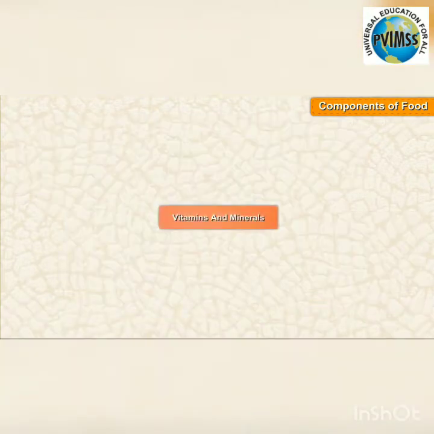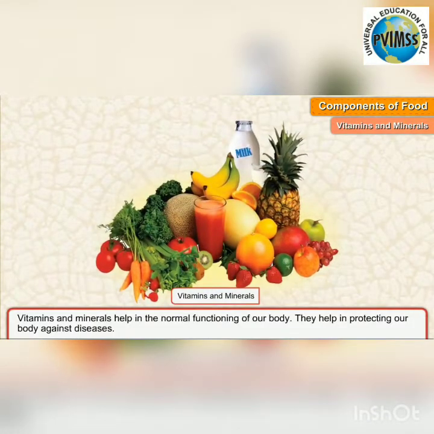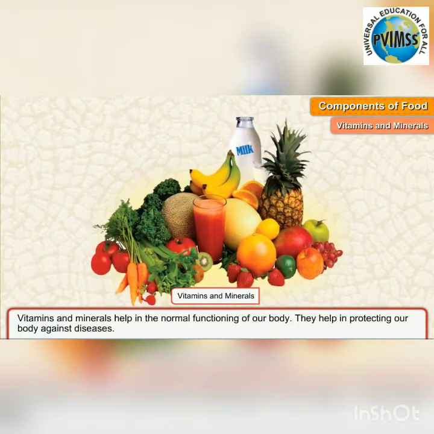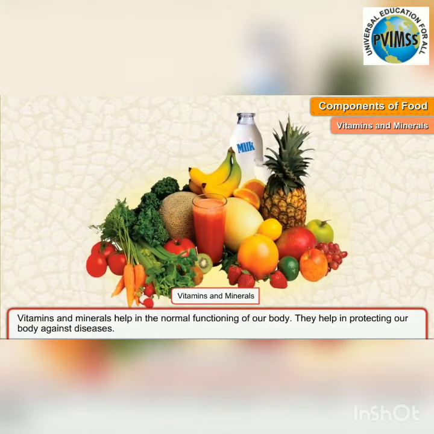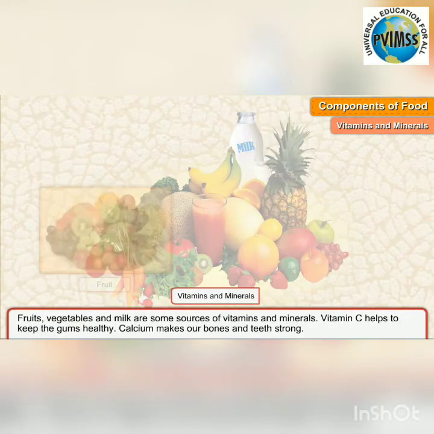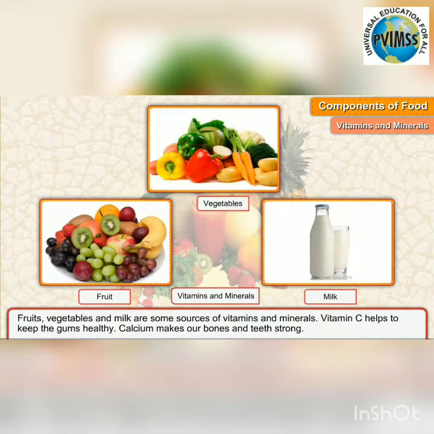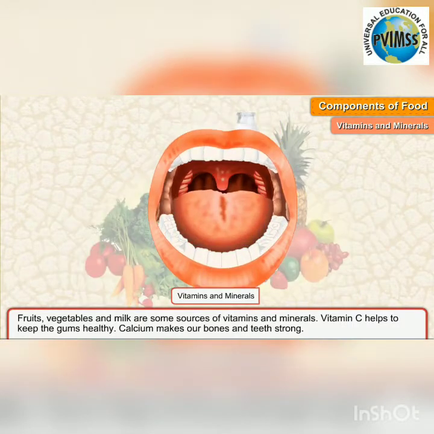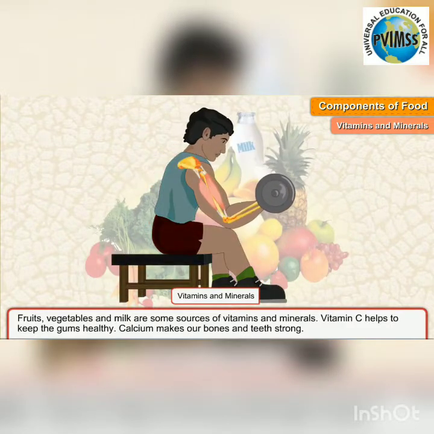Vitamins and minerals. Vitamins and minerals help in the normal functioning of our body. They help in protecting our body against different diseases. Fruits, vegetables, and milk are some sources of vitamins and minerals. Vitamin C helps to keep the gums healthy. Calcium makes our bones and teeth strong.